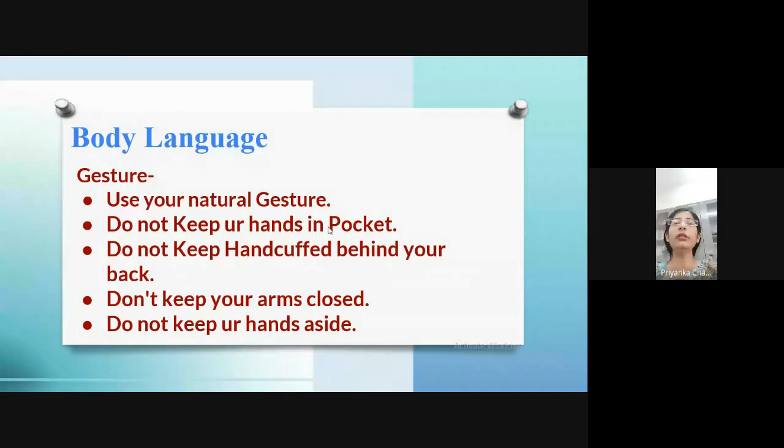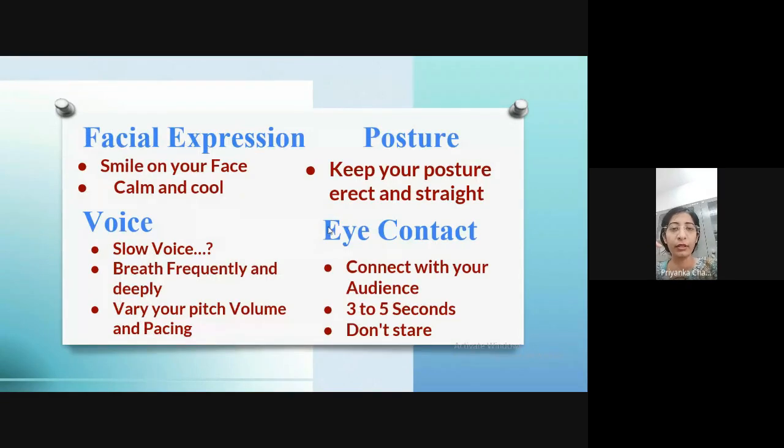Next, while presenting yourself, facial expressions. The facial expression means your smile. You should always wear a smile on your face. If you do not wear a smile, then from the audience's point of view, you will not be confident enough. You should stay cool and calm. Your posture while sitting or standing should be erect. The voice should not be slow. If you are stressing some important point, then you should raise your voice in that particular sentence.